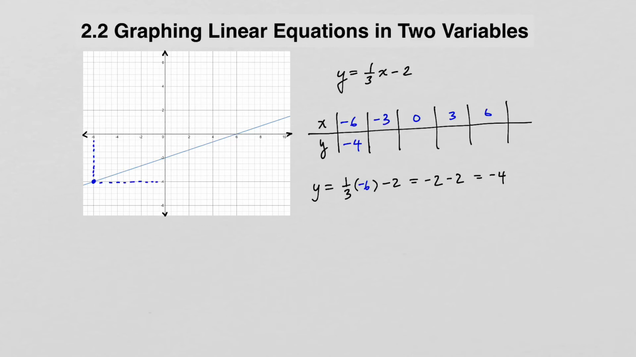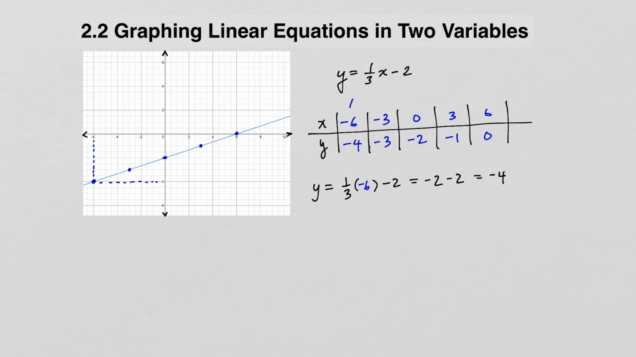Now, if you do that for the rest of these points in the table, you can find the corresponding y values. When you plug in -3, you will get -3. x equals 0 gives us y equals -2. x equals 3 gives us y equals -1. And x equals 6 will give us y equals 0. If you plot these points carefully on the graph, you will see that we get all of these points that I'm sketching now.